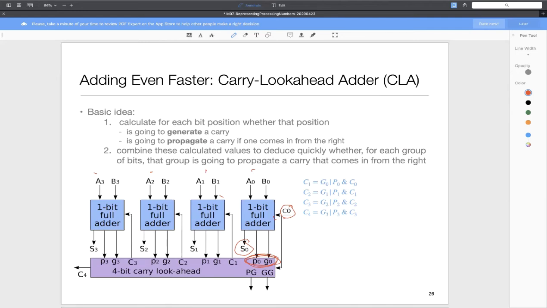And the idea is that out of this group of 4, I can then say whether this group as a whole is going to generate or propagate. That is, are the values within this group of 4 such that we know for sure that the output C4 will be 1, that is, it's generating a carry. And likewise, PG says, so this is group generate and this one is group propagate. And this purple thing is called the look ahead unit.